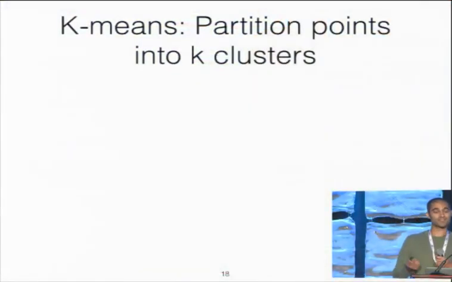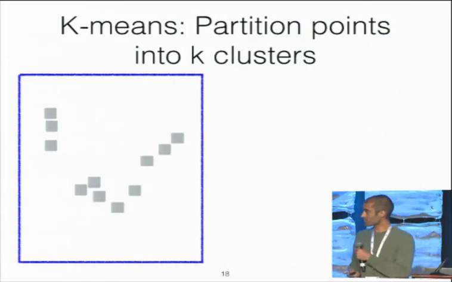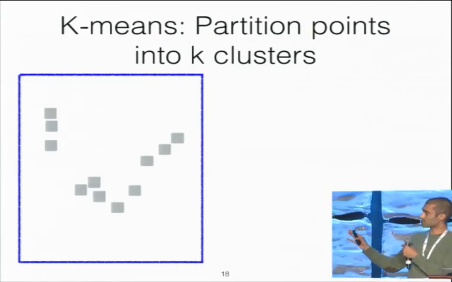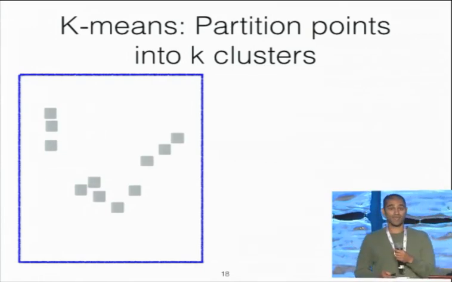And I hope many of you probably know this already, but k-means is a clustering algorithm where you want to partition your points into k clusters. So here's a toy example. You have 11 points that are, as you can see visually, two-dimensional points. You can see that there are roughly 3 clusters. So let's pick k equals 3.